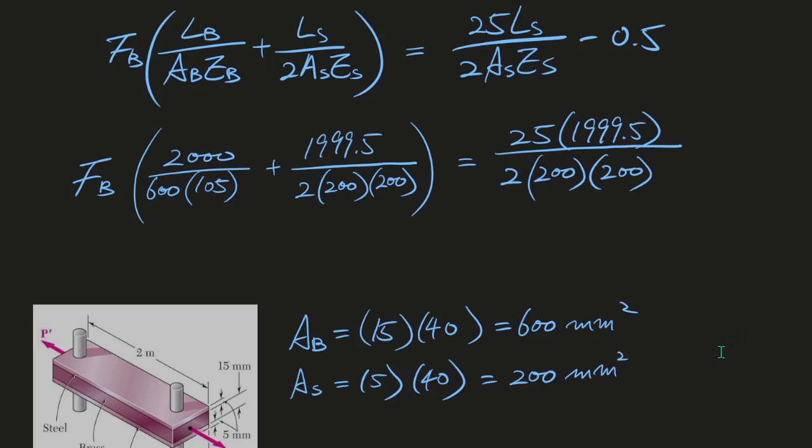Now Fb will be given in kilonewtons because we have mm squared and gigapascal. This combination will give you gigapascal. If you're not convinced, give it a try. But I'm just telling you it works like that.